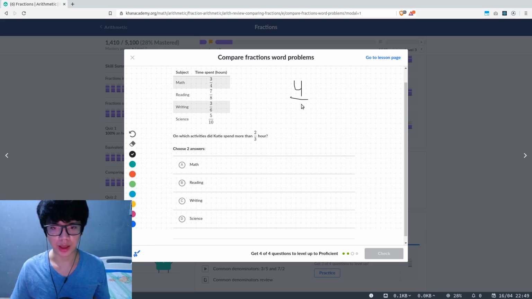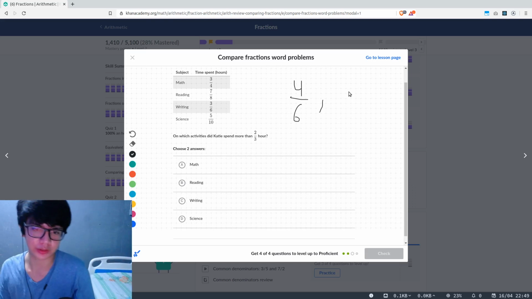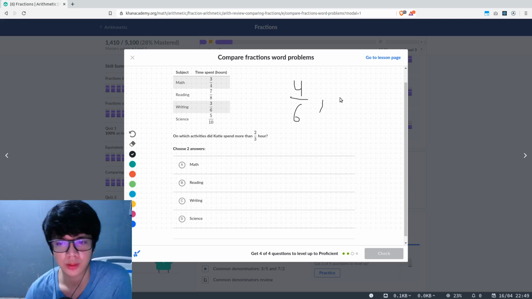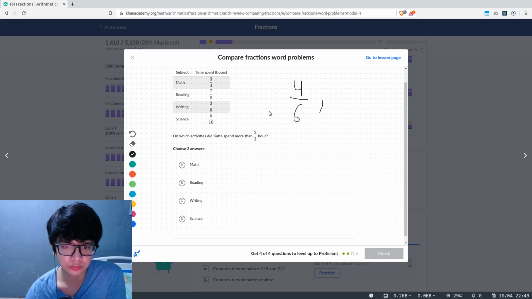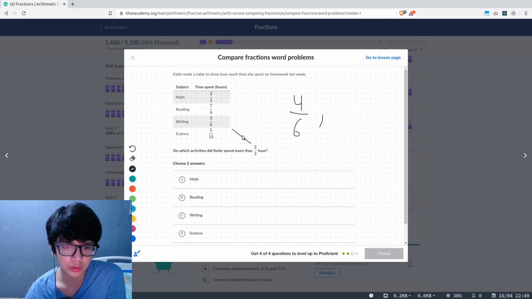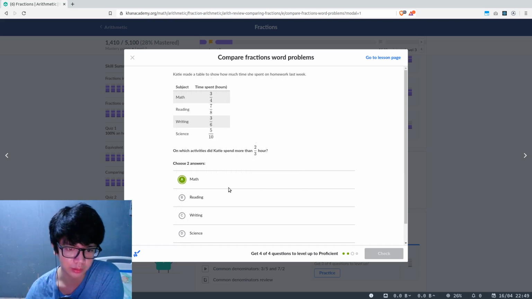Same as 4/6. So it's more than half. More. So no, two answers right. This one's definitely... not sure about 3/4. But I'm pretty sure it's math and reading.